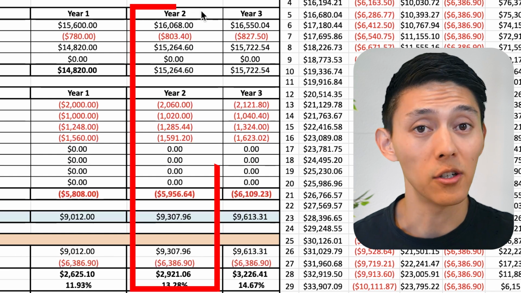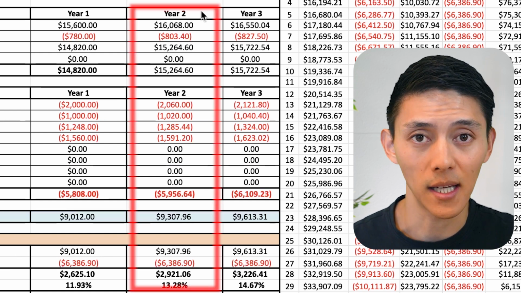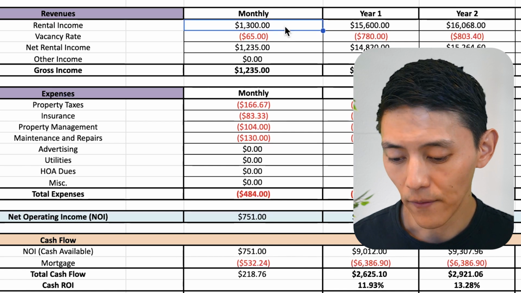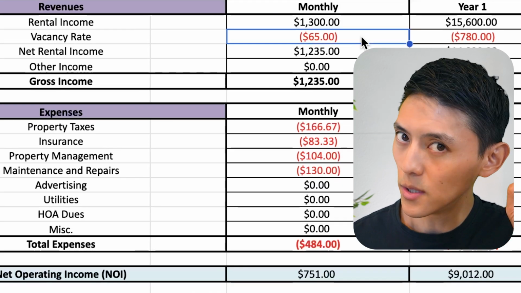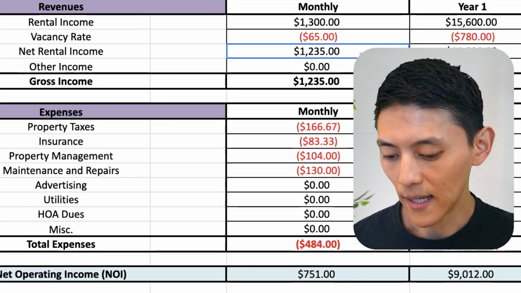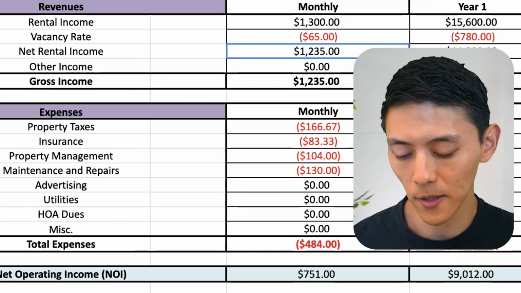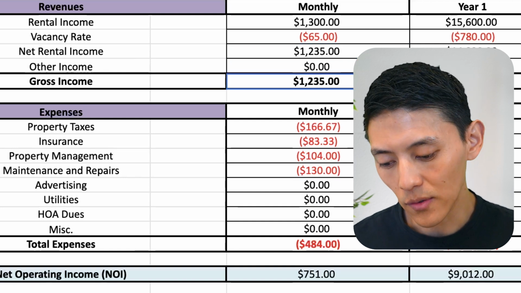What's going to be like on year 2 after my projections of 3% increases, and also on year 3. So for the first property, we're renting for $1,300 a month. Our vacancy of 5% means we're losing $65 a month, which means that your net total is $1,235. And if we had other income, like charging pet fees, overcharging for the washer and dryer machine, then we add that here. But it looks like we're grossing around $1,200 a month.